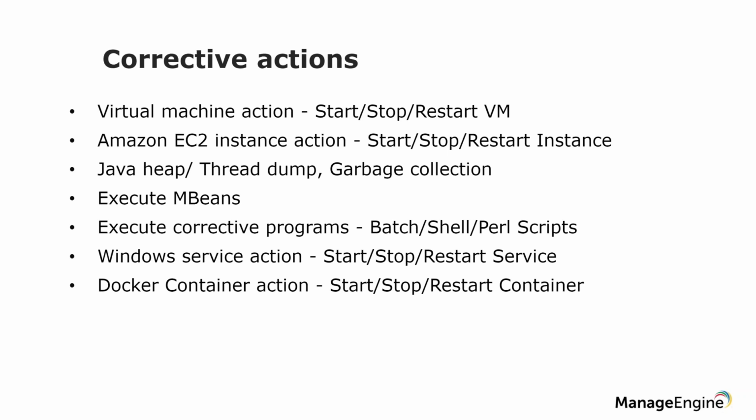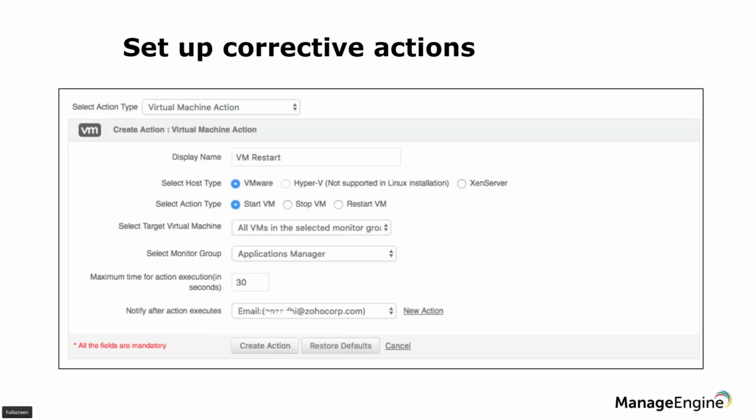Similarly, if you have a batch script or shell script which performs a certain task on your remote server, you can create an execute program action. For instance, for virtual machine, if you see here, the host type can be selected based upon the virtualization type that you have. If it is VMware, you can select it. If it is Hyper-V, you can choose that, or Xenserver. Based on that, you can select the action type, whether you want to start the VM, restart the VM, or stop the VM.